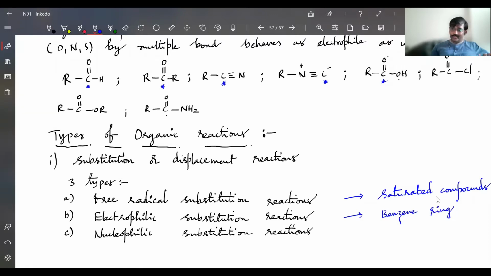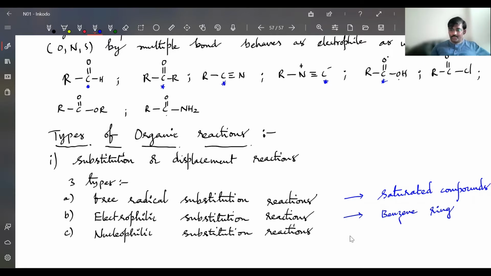Of course, the benzene ring has double bonds, but still it has a higher electron density. A higher electron density means it will attract a positive ion, an electrophile. That's why electrophilic substitution generally happens on benzene rings.